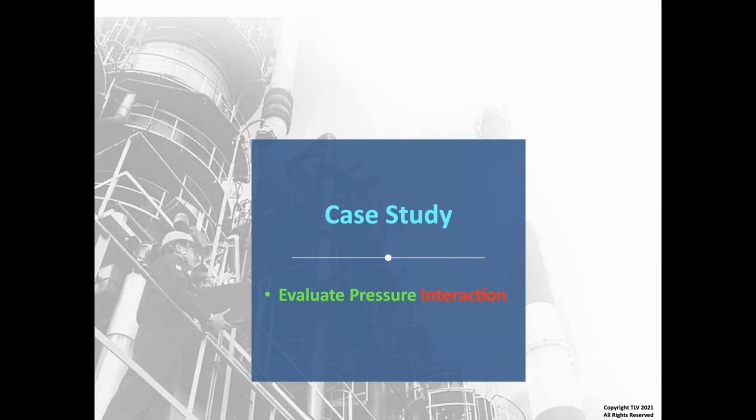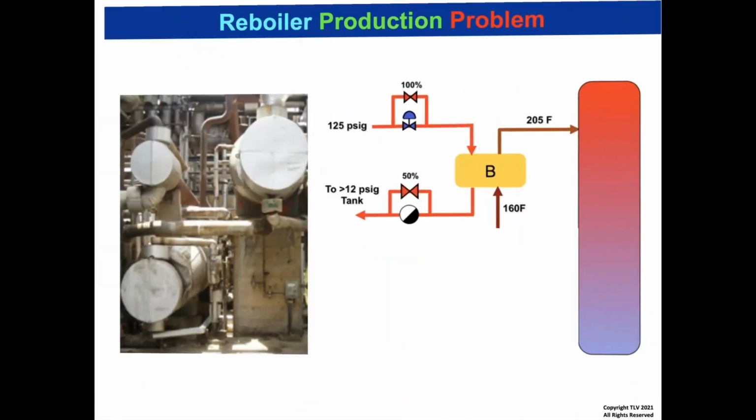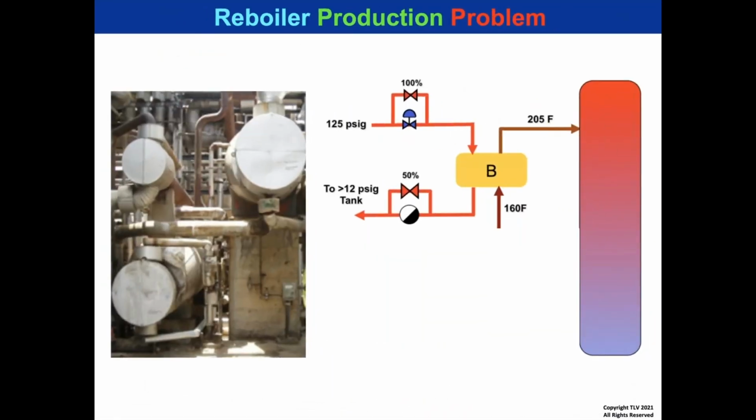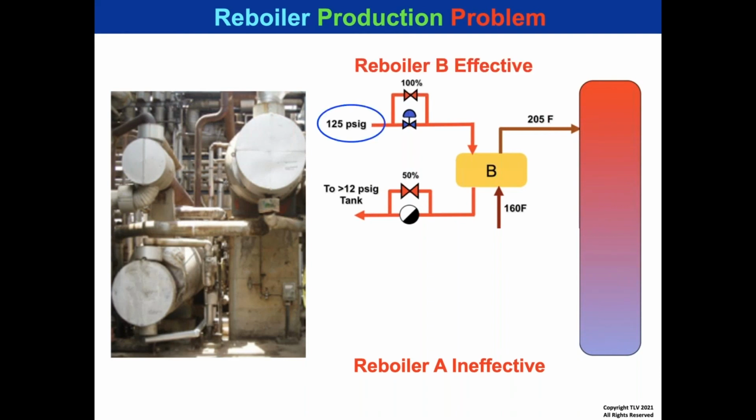I thought I would show you an interesting case study, which is kind of one of the funny things that we see sometimes on the site. So here is a reboiler production problem where they were having a problem with reboiler A being ineffective. But first I'm going to show you reboiler B, which was effective. The pressure was 125 going to a tank around 14 PSI. So that was good operation.